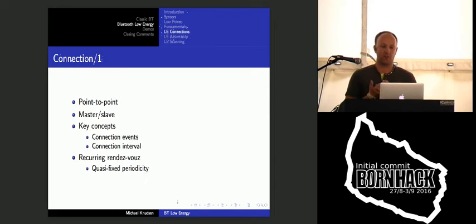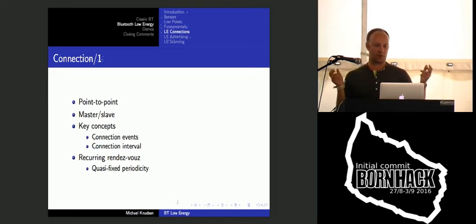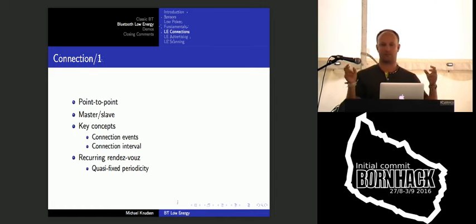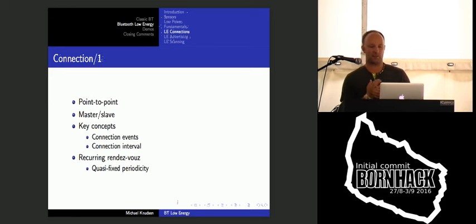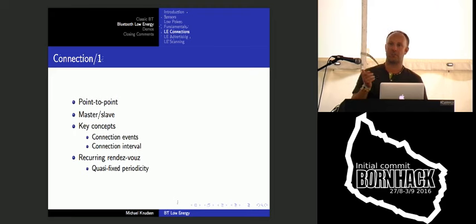So first of all, I'm going to talk about connections. Connections are point-to-point. On a connection, there's a master and a slave, and we only have these 2 entities on the connection. Whereas in classic Bluetooth, you would have a master and up to 6 slaves, I think, or 7. The key concepts that define this connection are connection events and the connection interval. Essentially, you should see a connection in Bluetooth Low Energy as some sort of recurring rendezvous with what I call quasi-fixed periodicity.